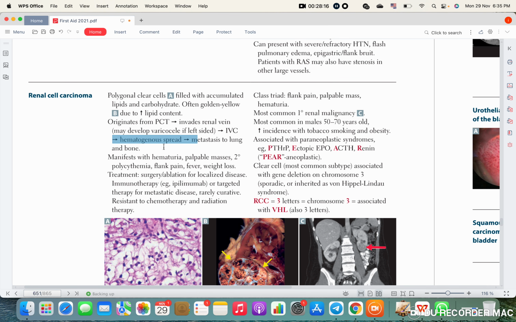So it metastasizes to the lung and the bone. I hope you understood that. And it manifests with hematuria. And, well, good question. This hematuria is happening due to cancer of the kidney, okay?